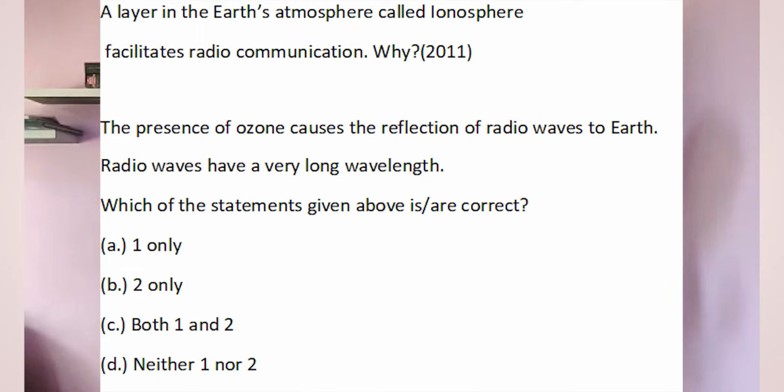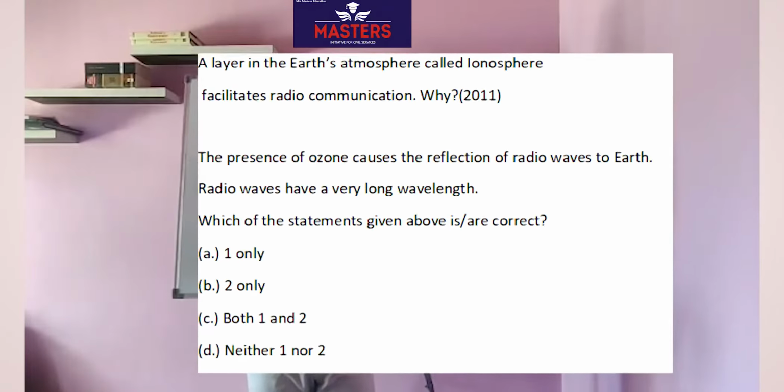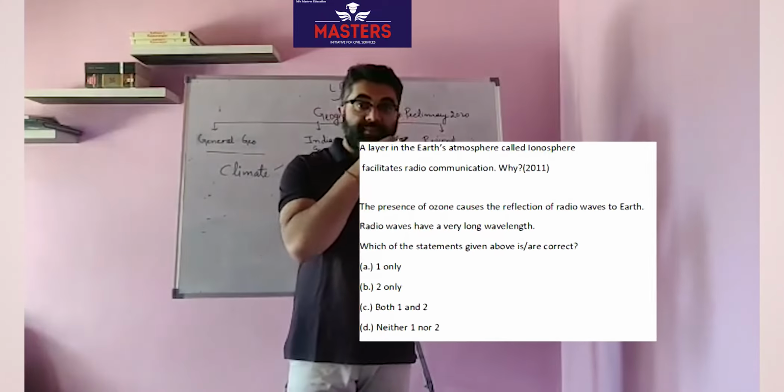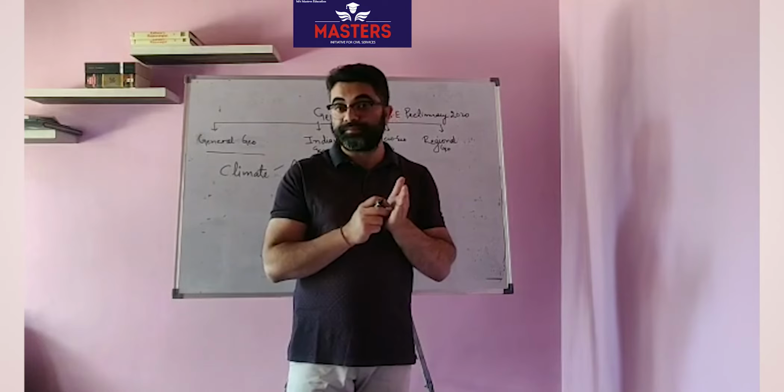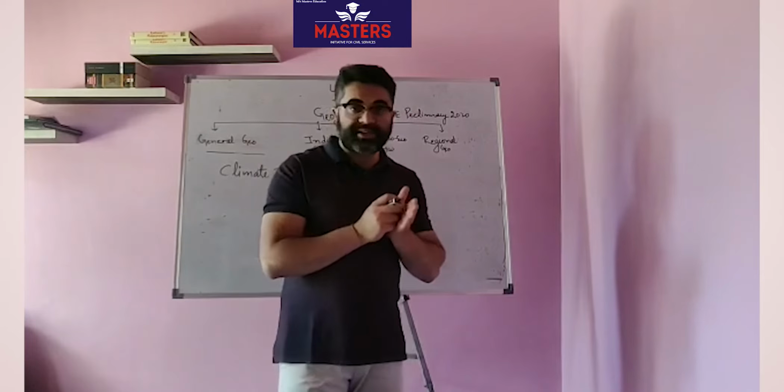Options: the presence of ozone causes reflection of radio waves to the Earth, which does not, but it has been mentioned. Radio waves have a very long wavelength. And options, which of the following statements are correct, incorrect? A, 1 only, B, 2 only, C, both 1 and 2, D, neither 1 nor 2. So again, if you know the structure of the atmosphere, please focus upon the role that these layers individually play. These are the questions that have been asked on this.